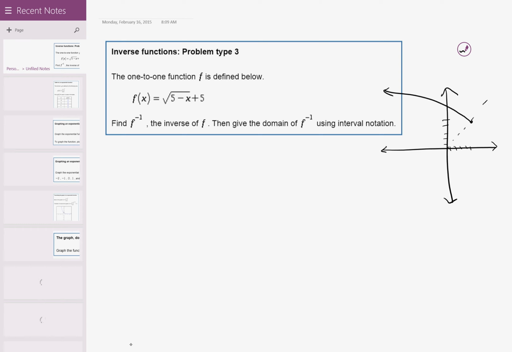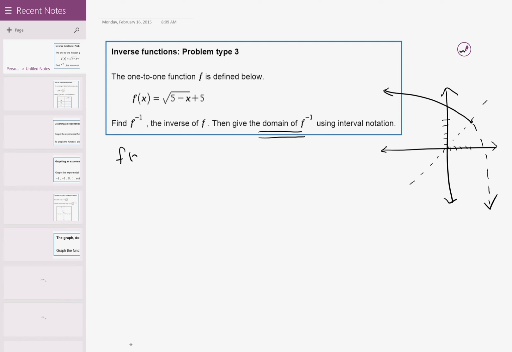The inverse of a function has been reflected over the line y equals x. So my inverse should look something like this. Now here's where domain and range become very important. I have two ways to find the inverse of f, and I'm going to use both. I can begin with x.